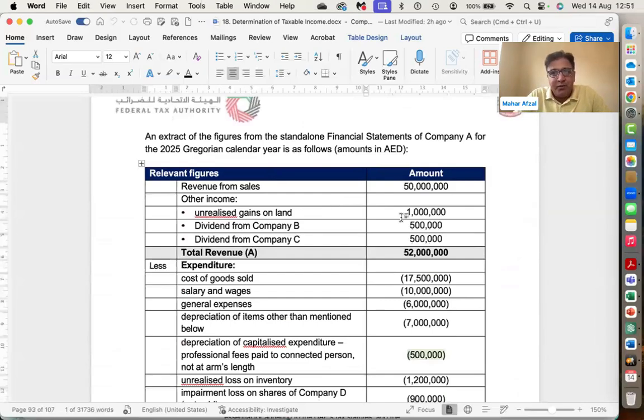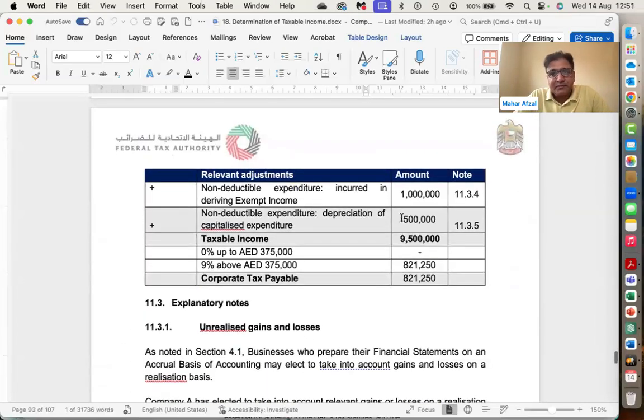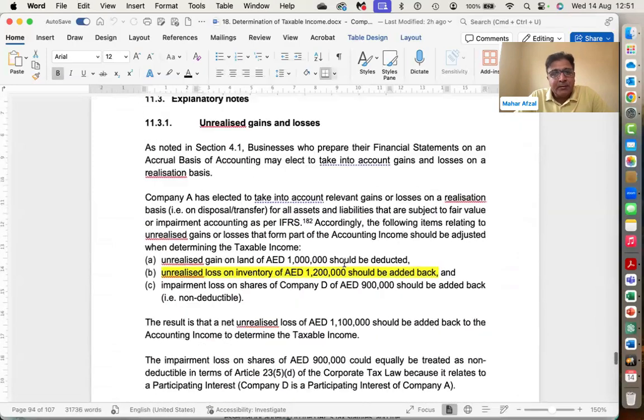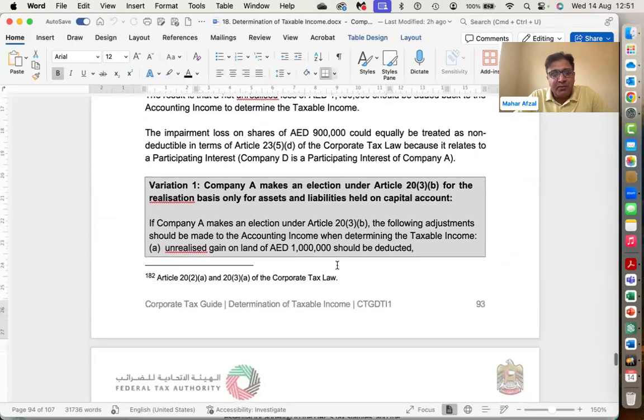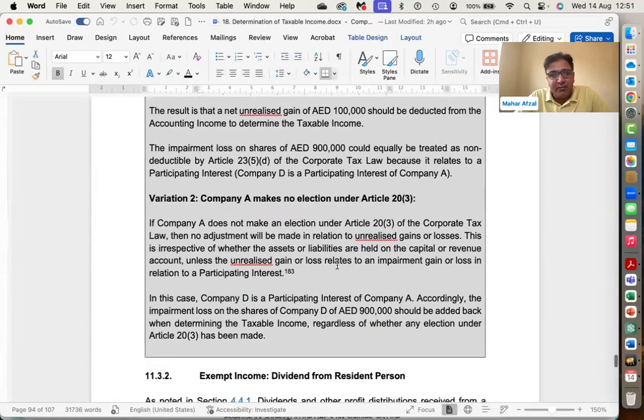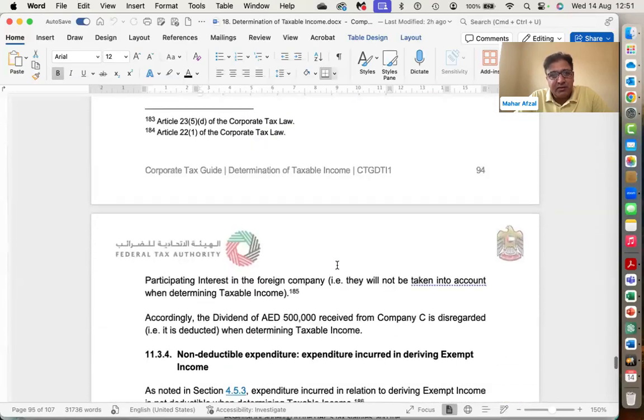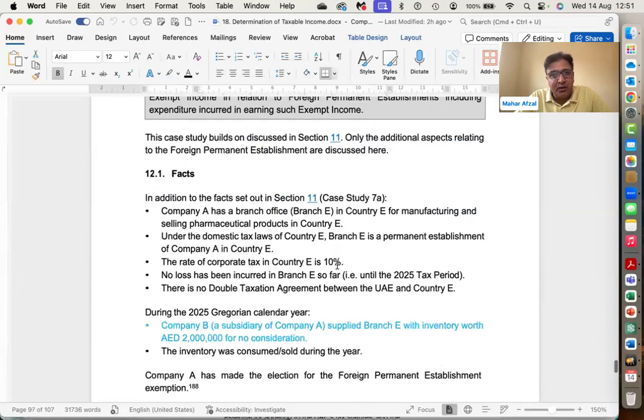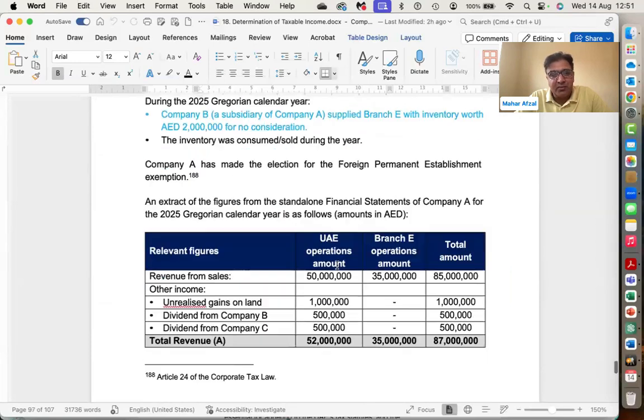So this is coming to 9.5 million. This is correct, 9.5 million. This is your taxable income. You need to apply tax. In this example, you can go through this. Now they assumed one company is a branch, so they have to change the treatment, the modification in the same example. You can go through this by yourself.